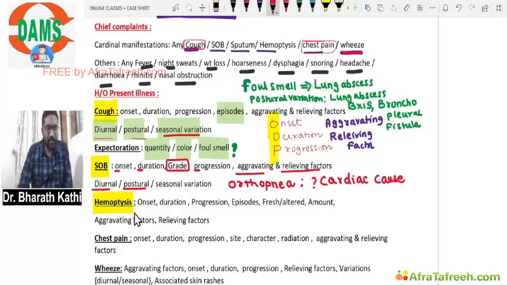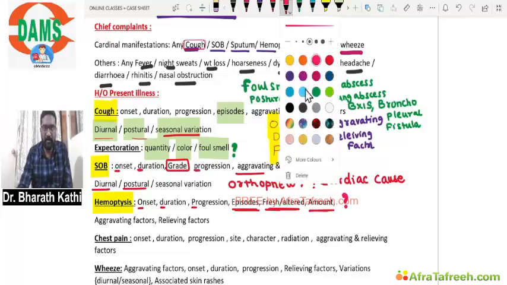Then coming to hemoptysis, onset, duration, progression, like any other symptom. So how many episodes were there? Is it fresh or altered blood? So what is the amount? So very important is examiner will ask you what is meant by massive hemoptysis.